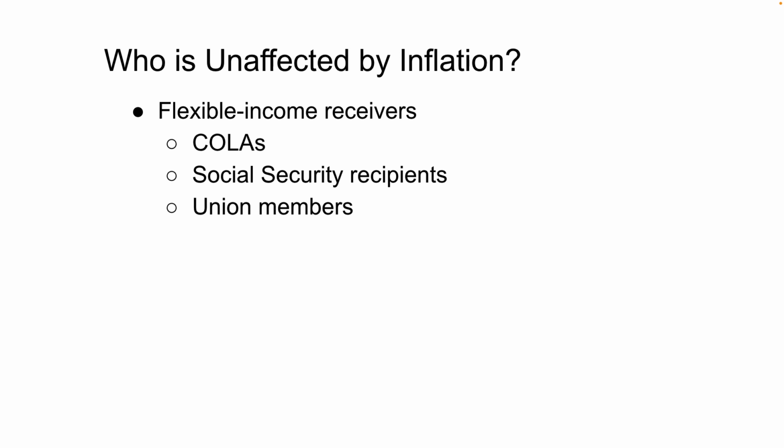Union members also will often have a cost of living adjustment built into their union contracts. So, they may have negotiated a 5% raise over the life of the contract, but if they have a cost of living adjustment in there and the inflation rate is 8%, then they're automatically going to get another 3% on top of that, again, to keep them whole, to keep their purchasing power the same.